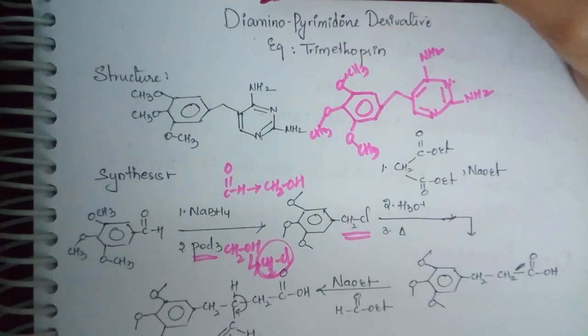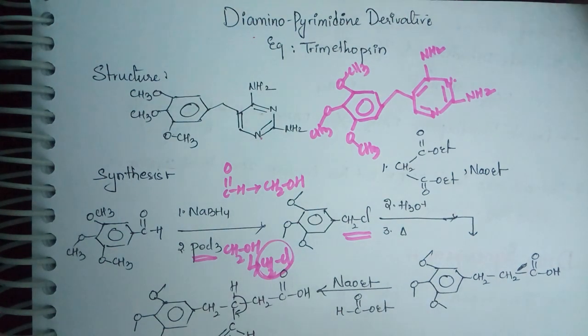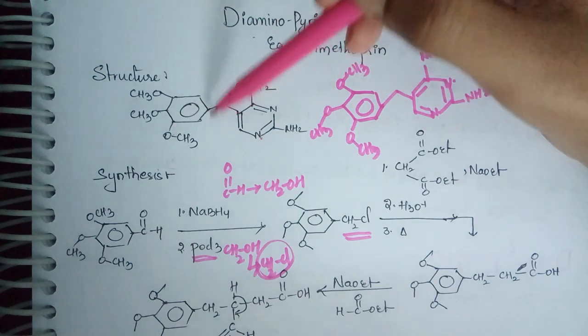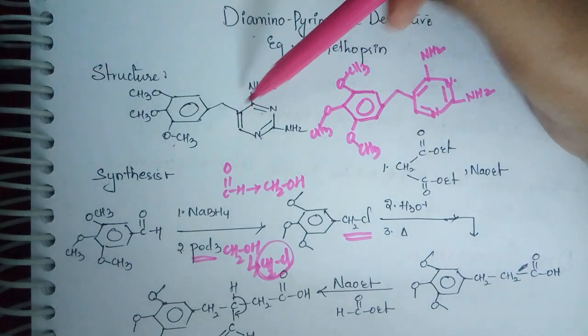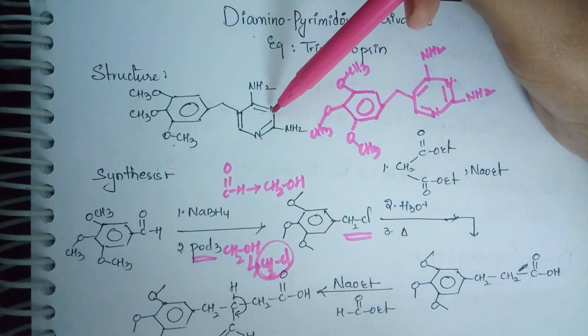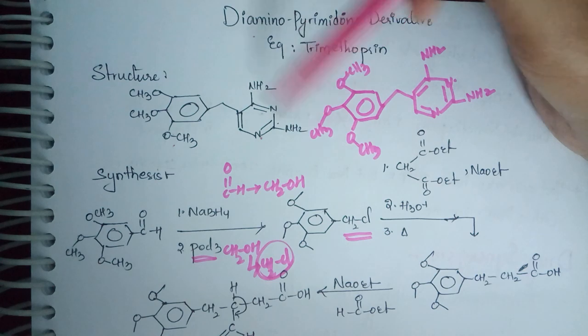Here we see the synthesis and therapeutic activity of diaminopyrimidine derivative, example trimethoprim. In this structure, you have a benzene ring having 3 OCH3 groups which is attached to CH2 and a ring having 2 nitrogens at 1 and 3 position which is adjacent. You have NH2 and NH2.